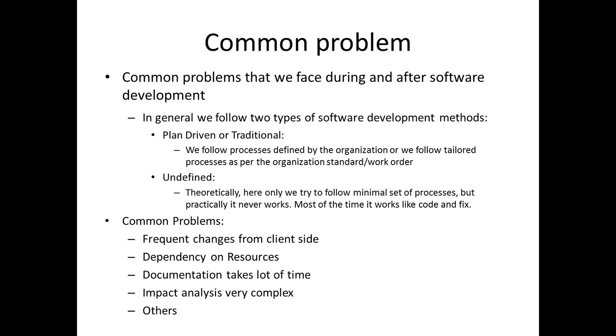Dependency on resources. Lots of times we find that there is a resource who has excellent domain knowledge or product knowledge, or is excellent in that technology, and there is lots of dependency on that resource. So if he is not available, then who will do that, and all those things. To a certain extent we can minimize that, but again that is one of the reasons we start working in this undefined way.